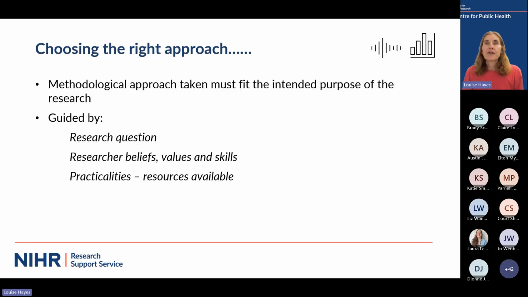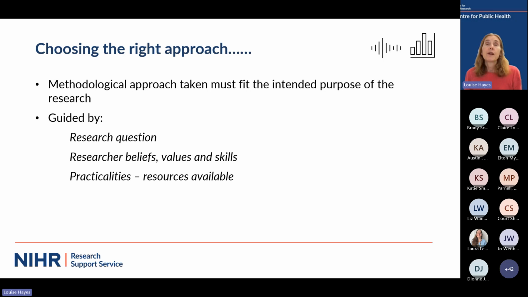So in terms of choosing the right approach, this is a bit of a cop-out, but there's no rule about this. The approach you take has to fit the intended purpose of the research, so this will be guided largely by the question. Is it a question of whether alcohol consumption is decreasing in the northeast of England? Or is it a question of why people are drinking less or more in the northeast of England? That would guide whether the most appropriate method is quantitative or qualitative.